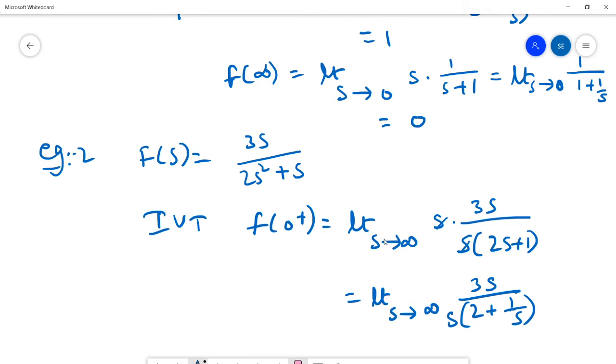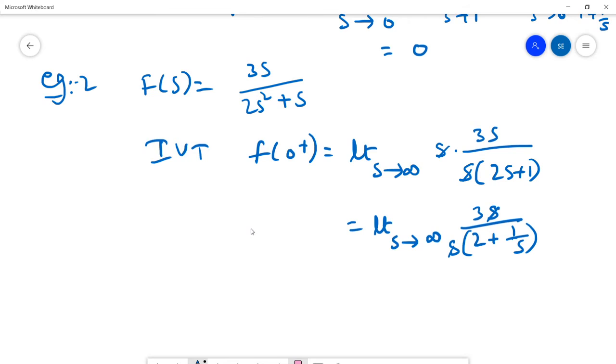So what if you apply infinity to this function? S and s will cancel out. You have only one s here. 1 by infinity is 0. So it is 3 by 2. Right? Initial value is 3 by 2. For this function, initial value is 3 by 2, because you are substituting infinity, and 1 by infinity is 0. So 3 by 2 will be the initial value.